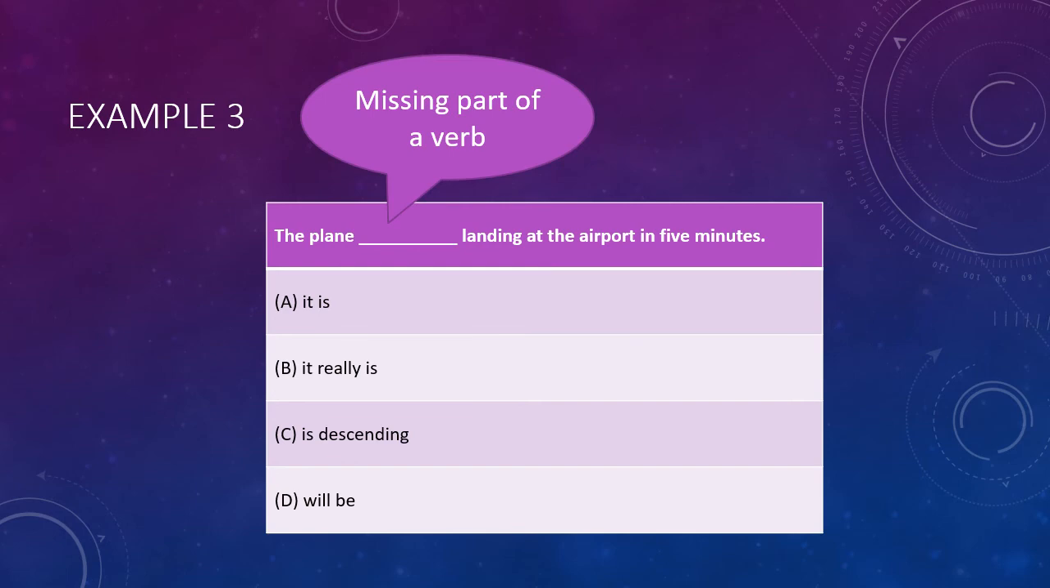Because the sentence already has the subject, you cannot add another subject. A and B have the subject it, so A and B are incorrect. So it is either C or D. You see, for choice C, it already has verb ing, so it cannot be is descending landing. No. So the answer is D. The plane will be landing at the airport in 5 minutes. Okay?